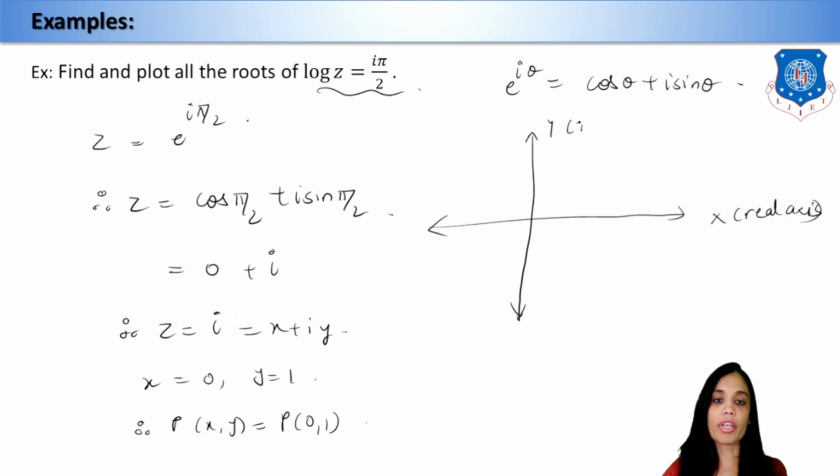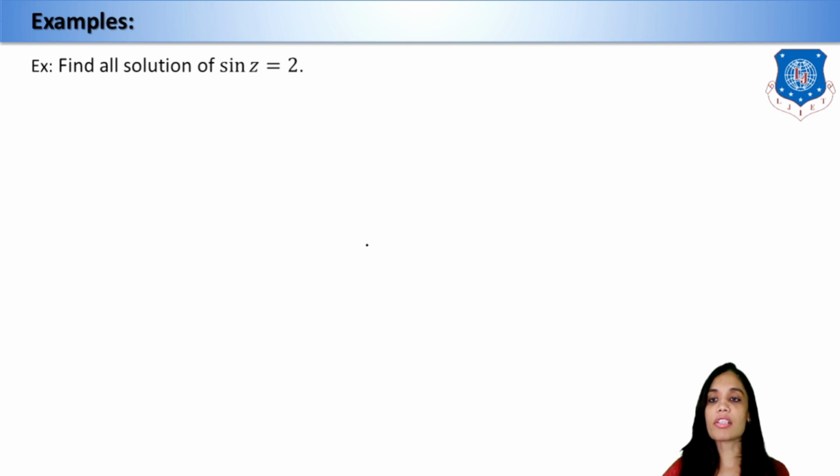This is called the imaginary axis. And now just plot this point P of (0, 1), which will lie over here, right? So this is our diagram. Okay. So now let us go to one last example.